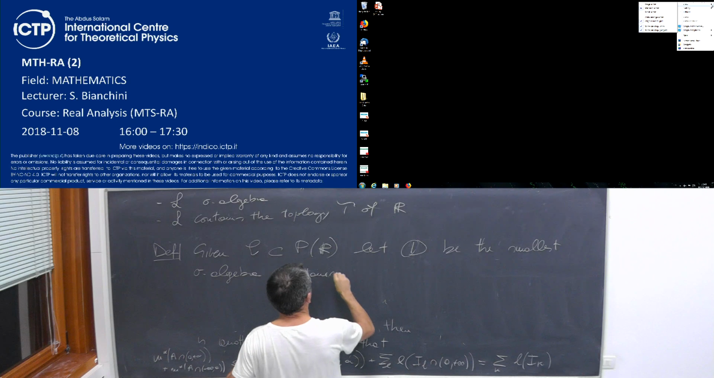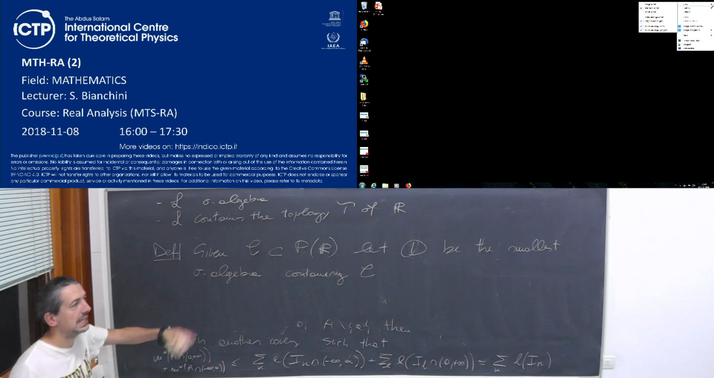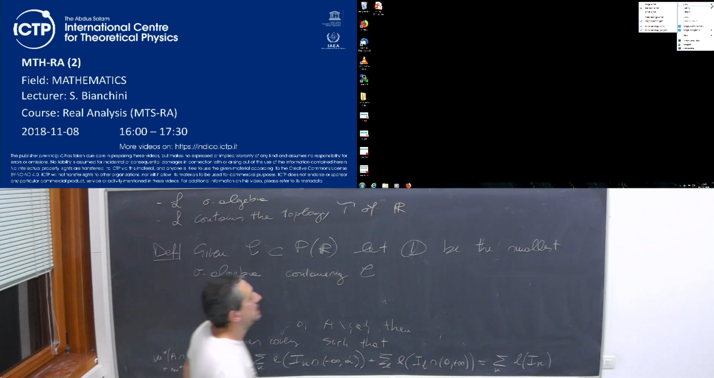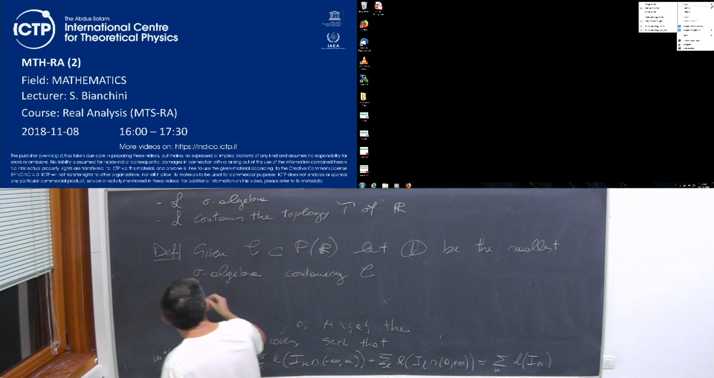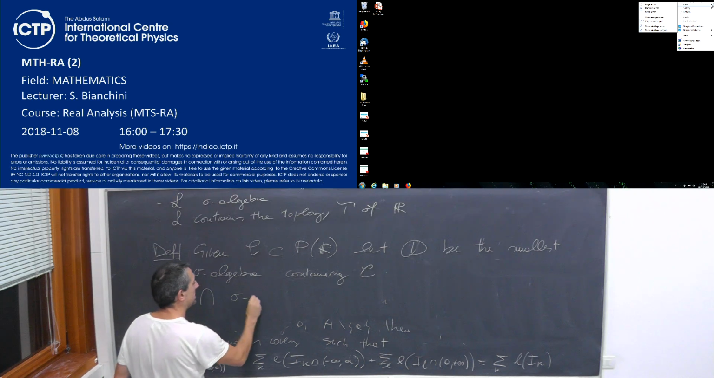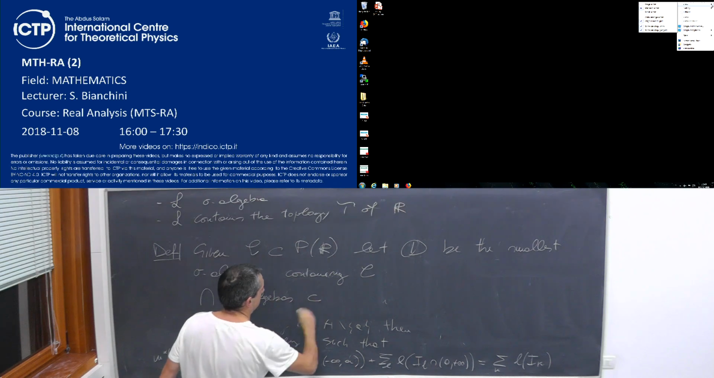So the sigma algebra containing C. If you give me a family of sets, I can just find the smallest sigma algebra containing C. No? And it is the intersection of all sigma algebras containing C.